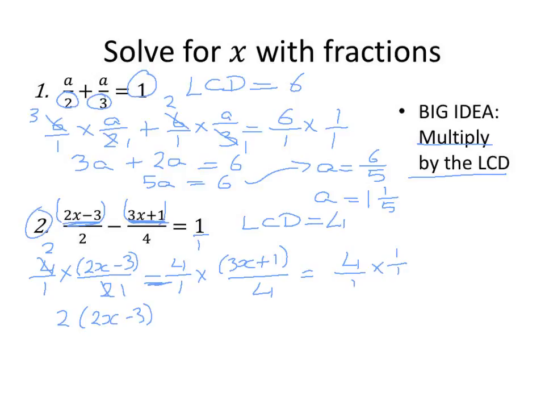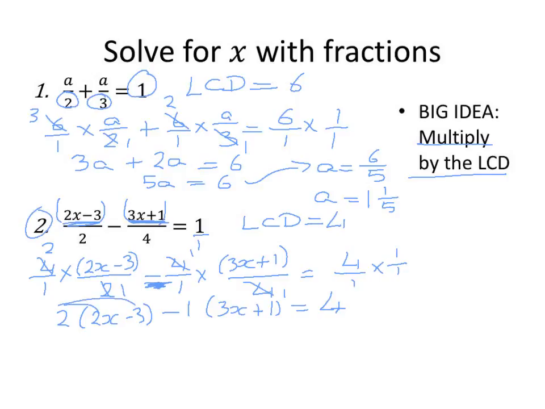Keep in mind this is a negative. Don't leave it out. Negative. 4 goes into here once, into here once. It's negative 1. 3x plus 1 is equal to 4 times 1 is 4. Now I've multiplied through and I've eliminated my denominator.